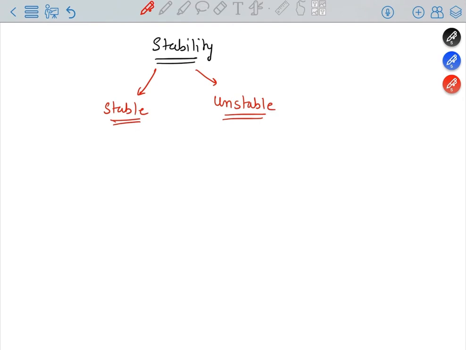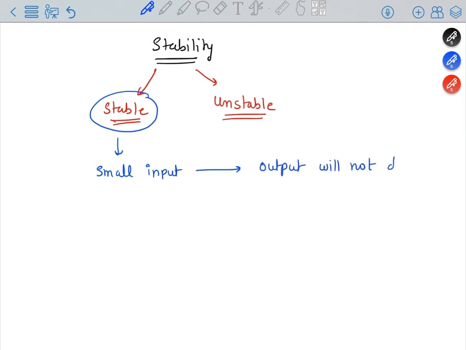In a very basic manner we can say that a stable system is a system in which if we apply a small input, it will lead to an output which does not diverge. So the output will not diverge. This is a stable system.